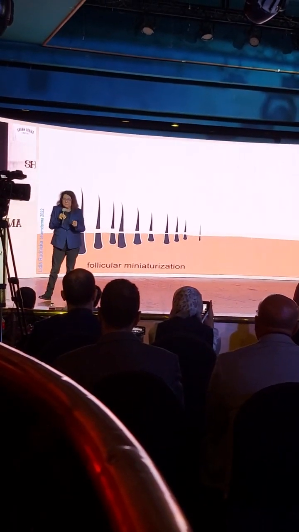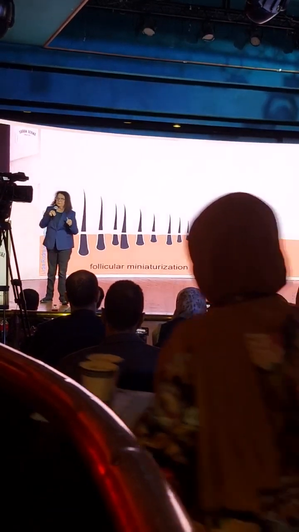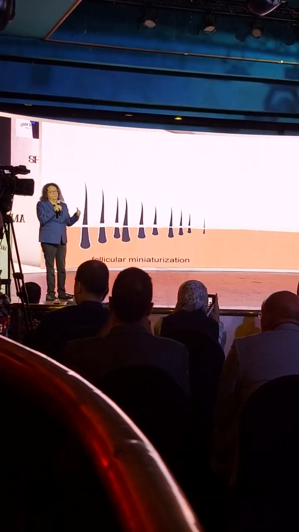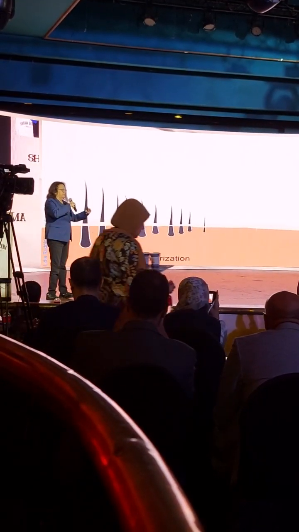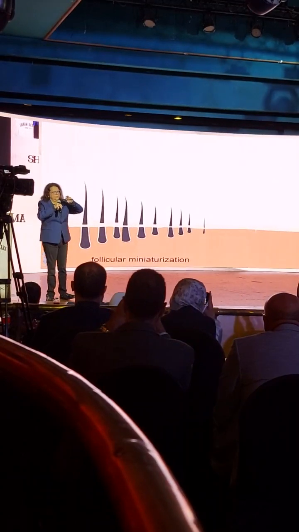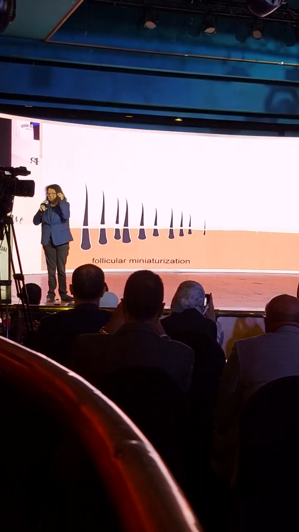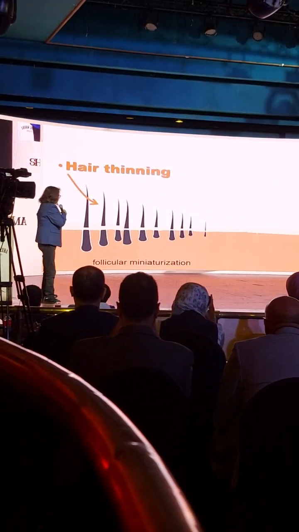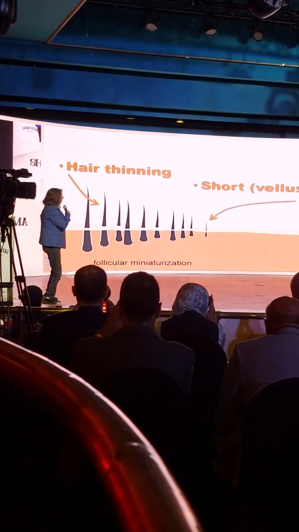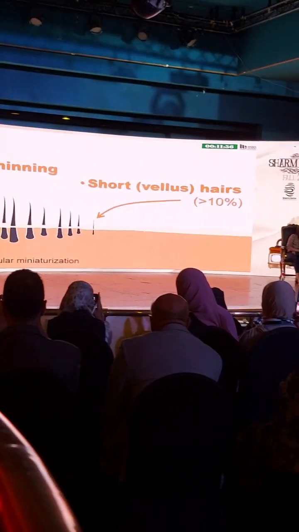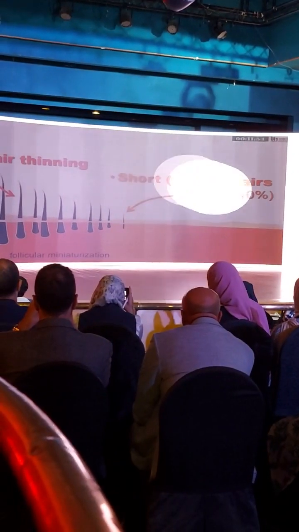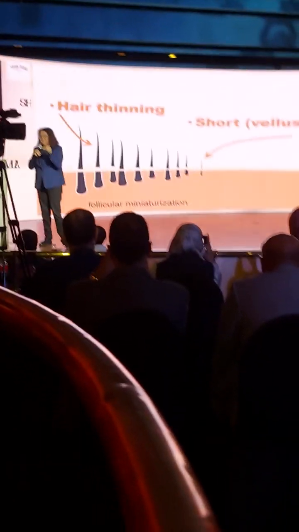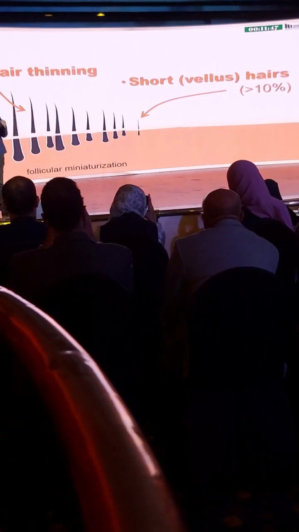What is characteristic about miniaturization in androgenic alopecia? I mentioned this already. This is the fact that this is non-synchronized. So there will be one hair which is already going the way of miniaturization, another hair is still in a good condition, and the other hair will be at the very end of this process. So we will have, at the end of the spectrum, vellus hairs.